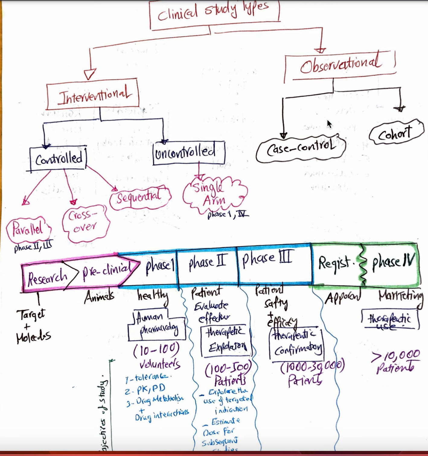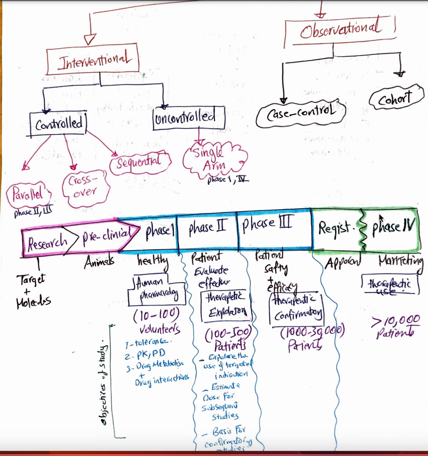But we have to make sure that the case control study and the cohort study are under the observational, but sometimes they can go outside of this mapping. In case control, one group is the case and the other group is the control, that means we can give them a placebo or something, and I will explain cohort.